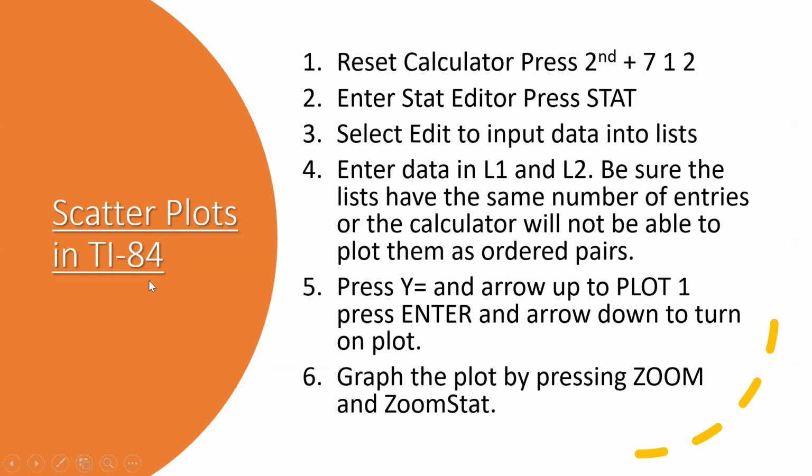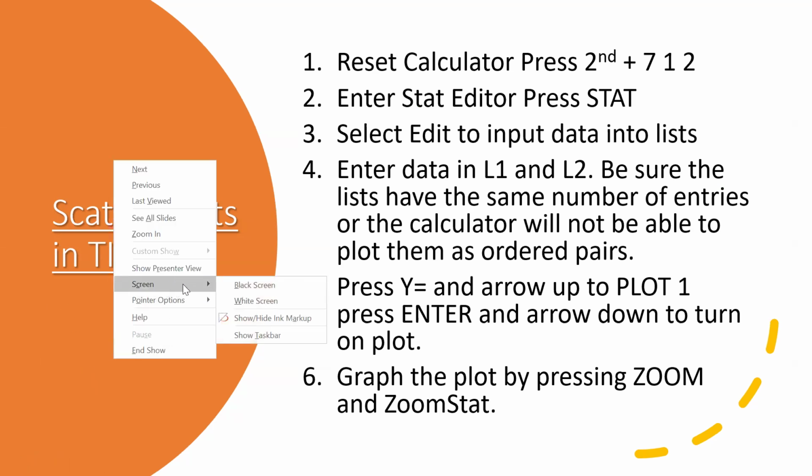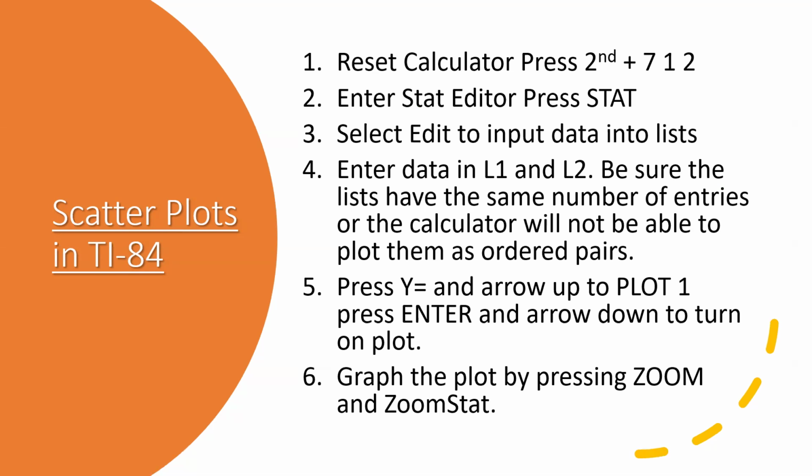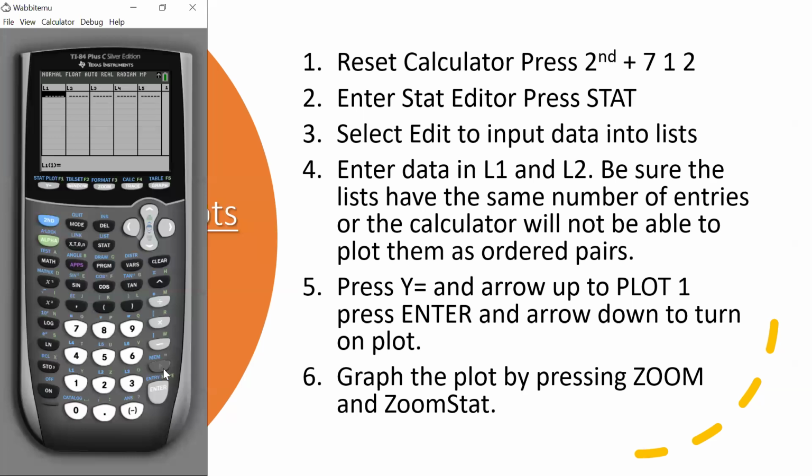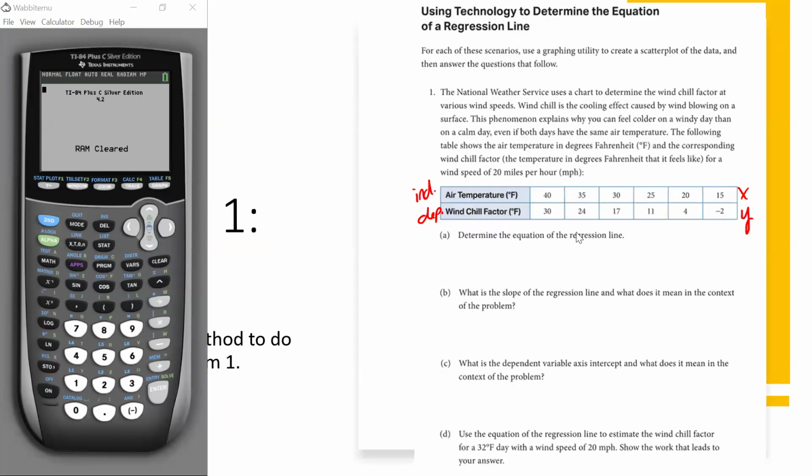Now we're going to go to the stat editor. To get there, we press stat and then select edit. So let me open up Sylvie. Here she is. Hey, girl. I'm going to turn her on. I'm going to press second plus 712. Sylvie has now been reset. And now I'm going to follow along. We're going to go to stat, we're going to go to edit, and we're going to put in our values.